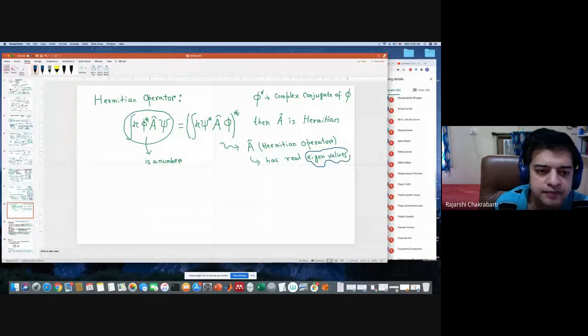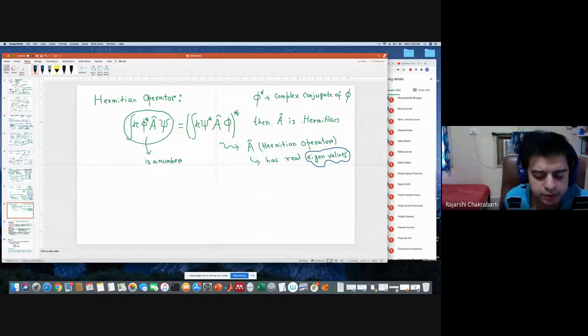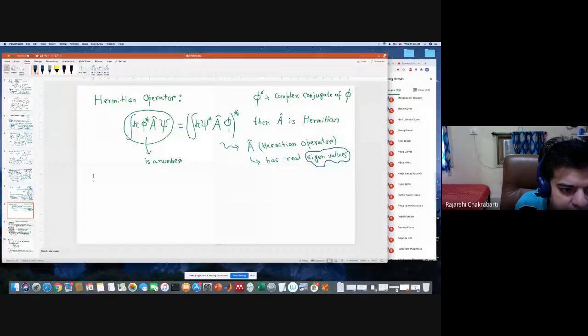Very important. So, what is an eigenvalue? Let us write it down.